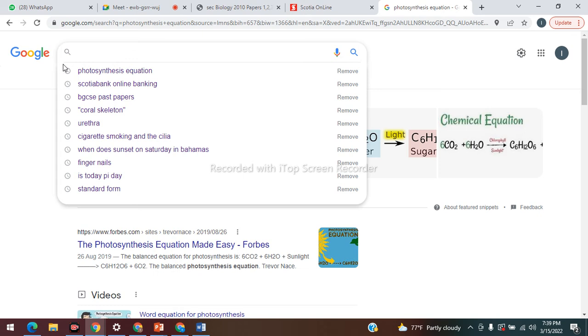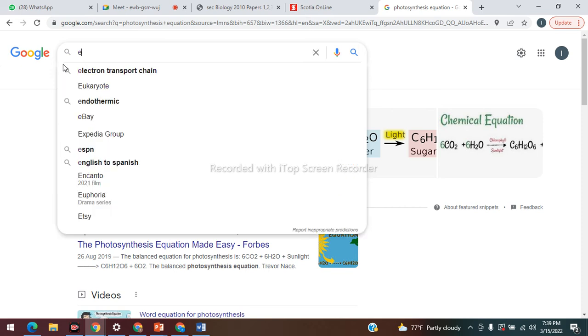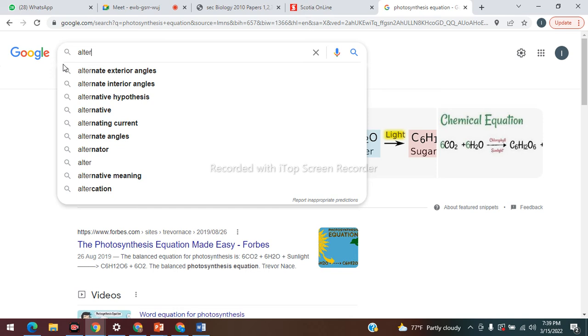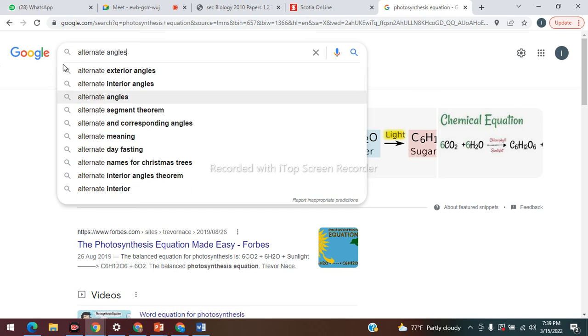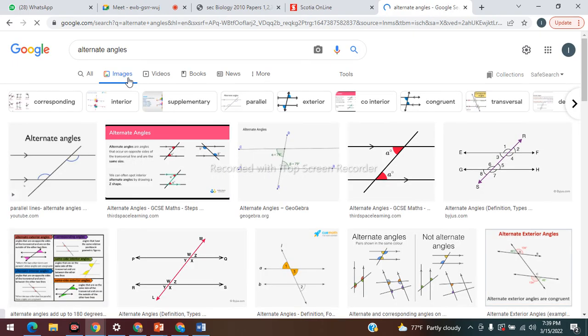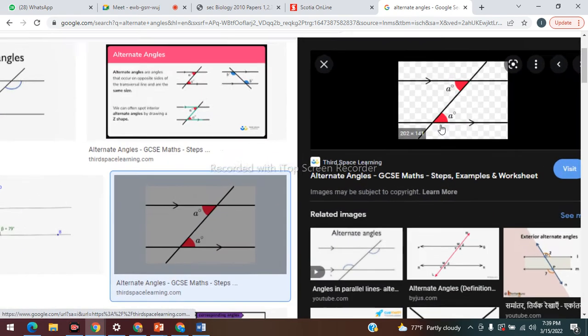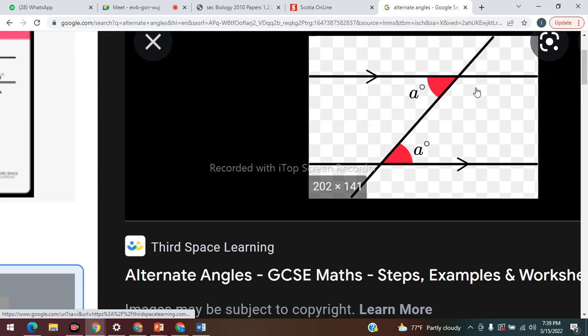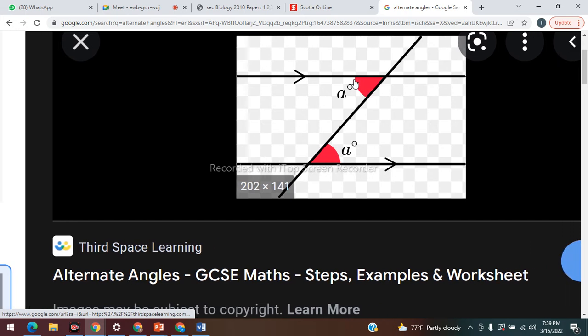So what are we looking for? Alternate angles. Okay. And so we see, this is another example. I think it's a perfect example of it. These are what we call alternate angles. So this and this, if this is A degrees, this is also A. They're the same.